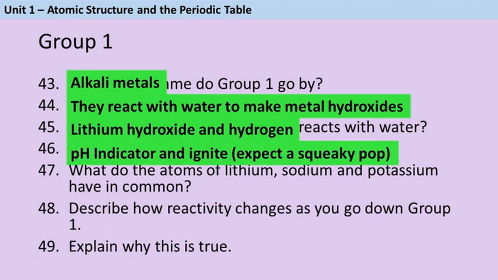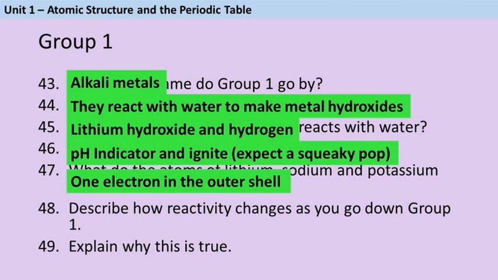You can test for any hydroxide by using an indicator or a pH probe. So for instance, universal indicator will go blue in the presence of any alkali, and every hydroxide is an alkali. To test for hydrogen, you need to do your squeaky pop test. You ignite it, which means setting fire to it, and if it's hydrogen, it will burn with a squeaky pop.